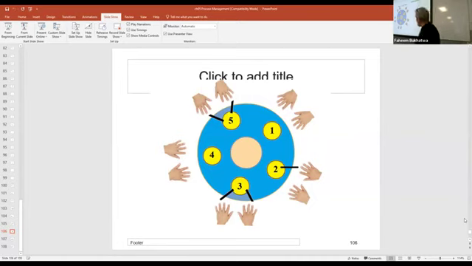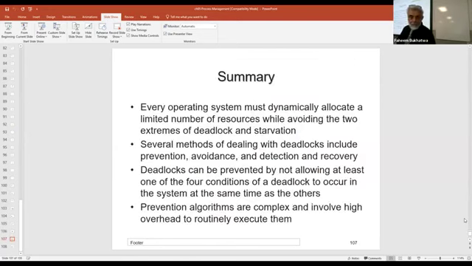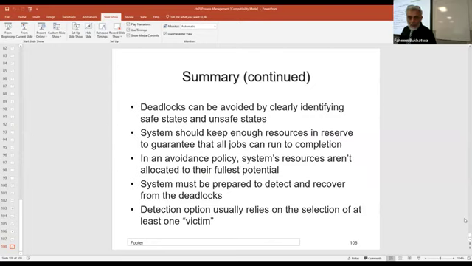Okay, so here's the idea here. If this guy eats, we've got the chopsticks from either side, so that means those two will not be able to eat. That one can eat, this one will not be able to eat. Okay, we're finished with deadlocks.